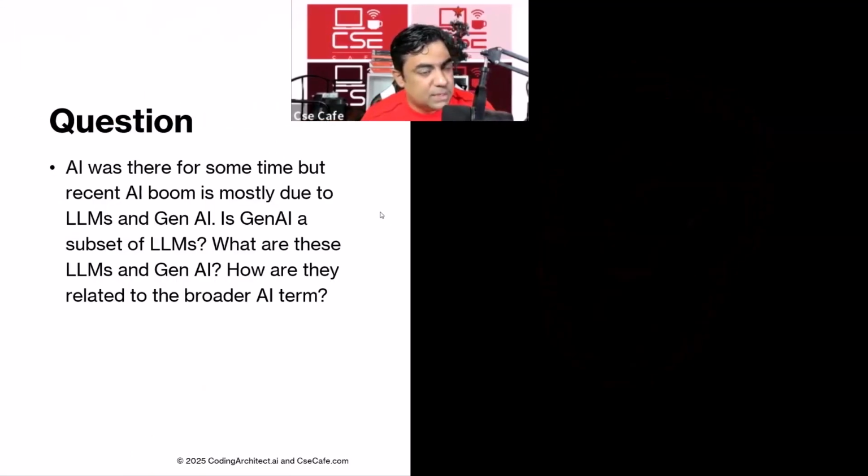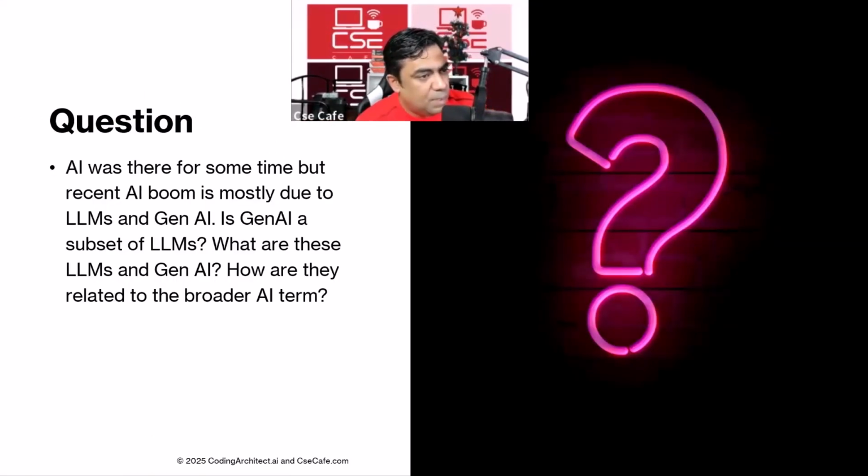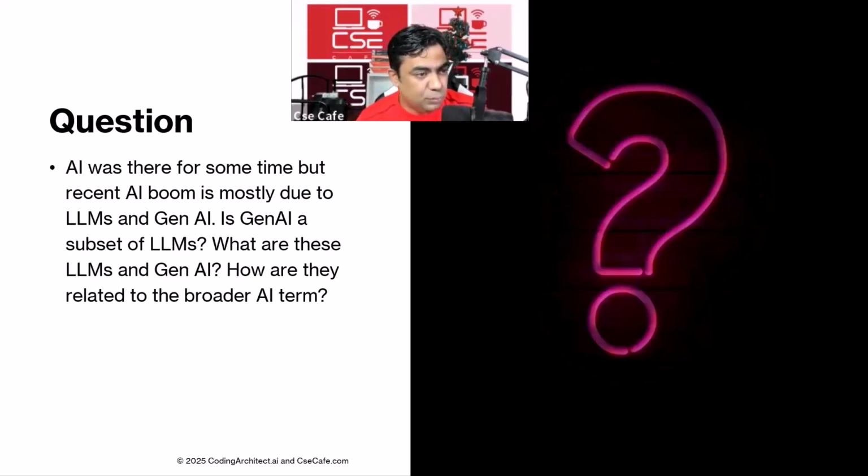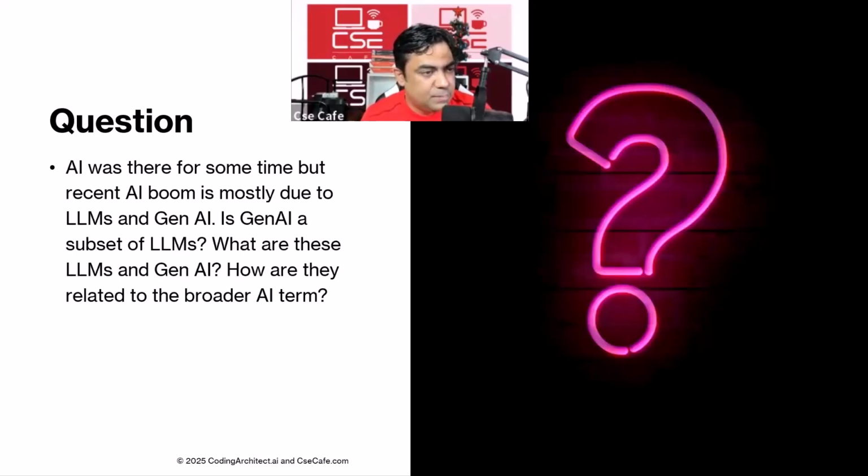Okay, so AI was there for some time, but the recent AI boom is mostly due to LLMs and GenAI, right? So is GenAI a subset of LLM, or what are these terms like LLMs and GenAI? How are they related to the broader AI term? If you can completely answer this question, or at least a part of it, you can try to answer. Or if you do not know the answer, just type N.